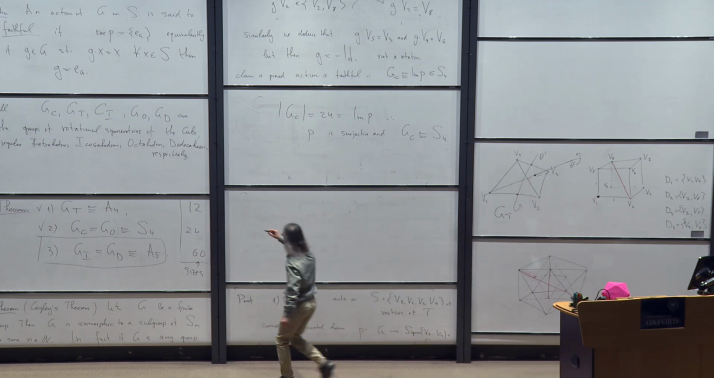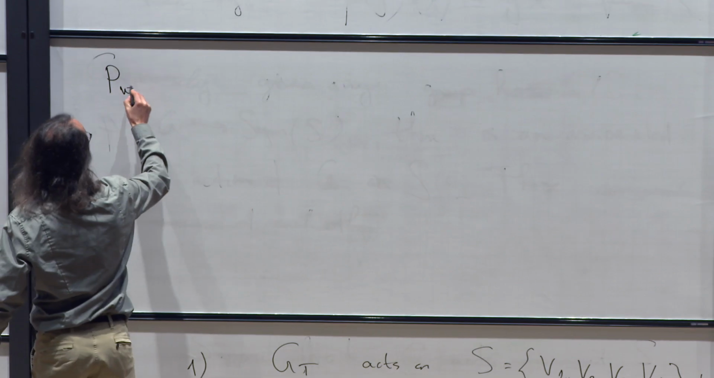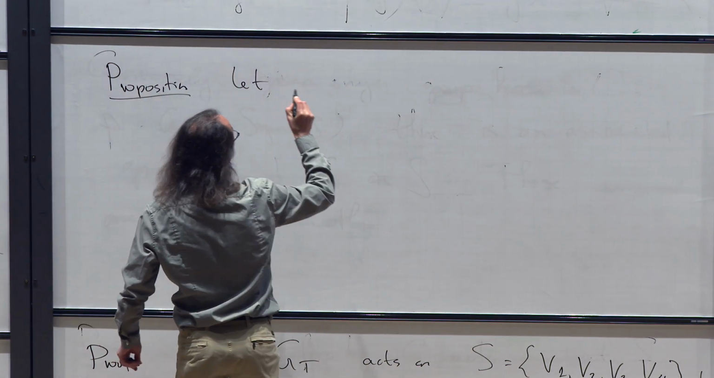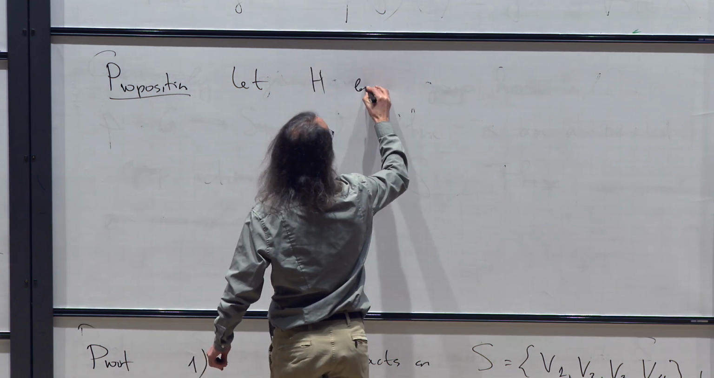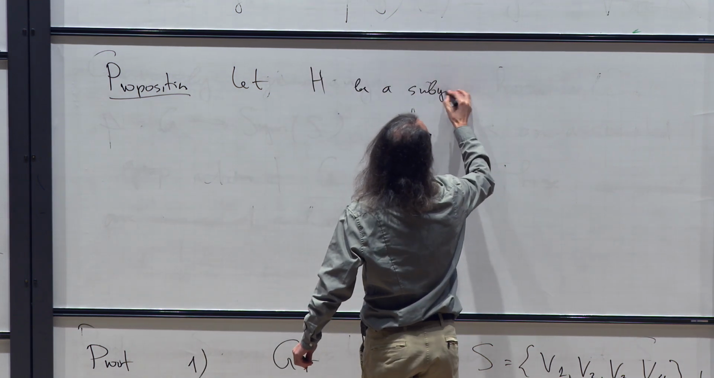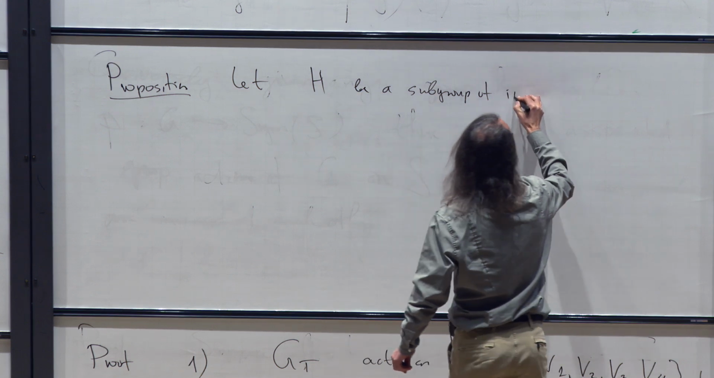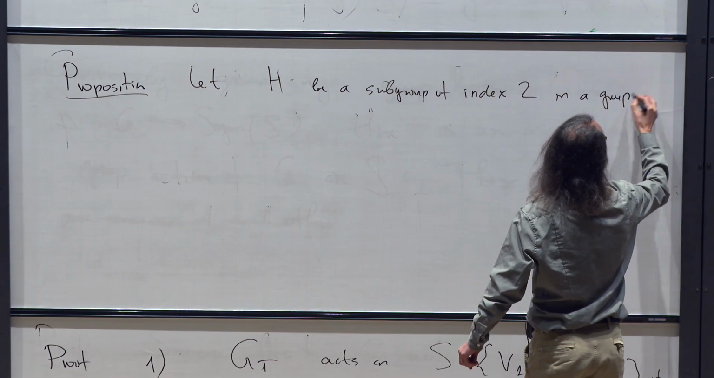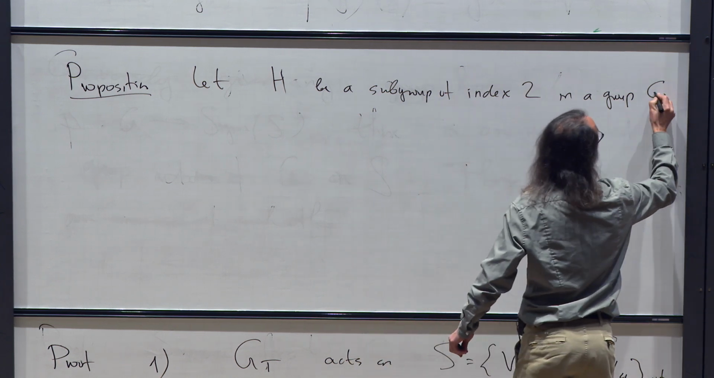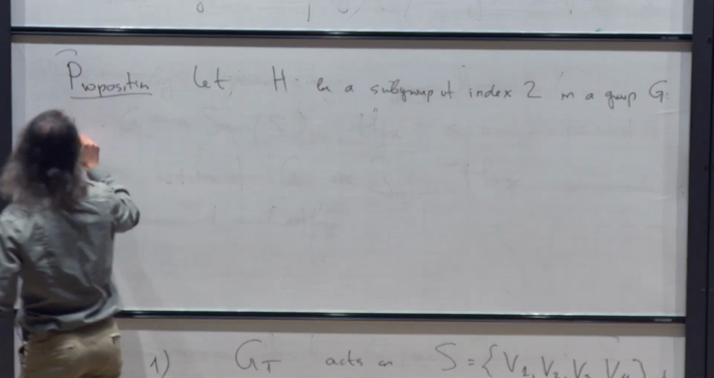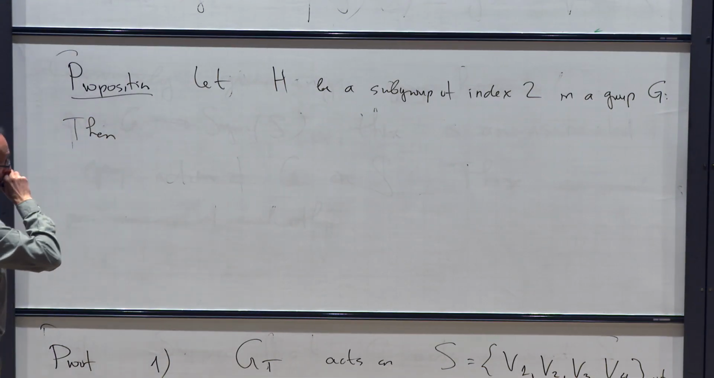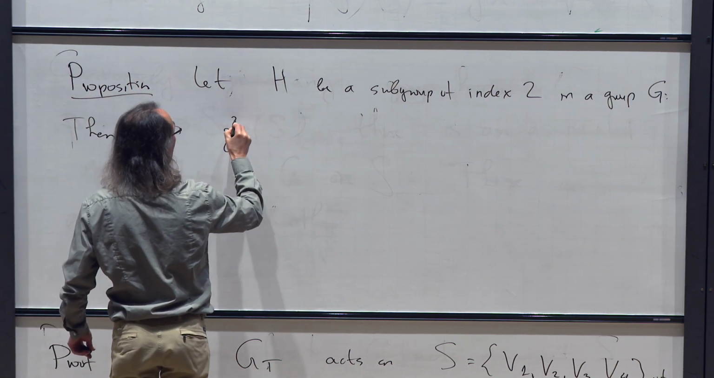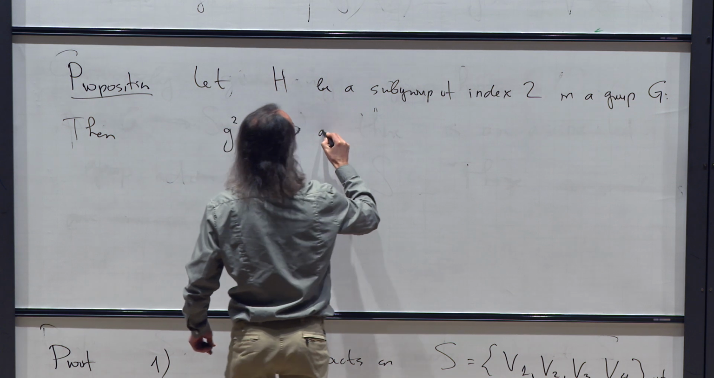Let me just state it as a proposition. It's a useful result to have. Let H be a subgroup of index 2 in a group G. Then the claim is that the square of every element belongs to H, for g in G.